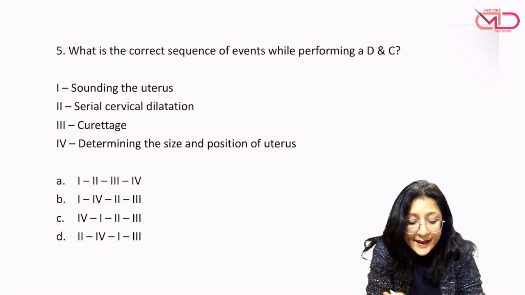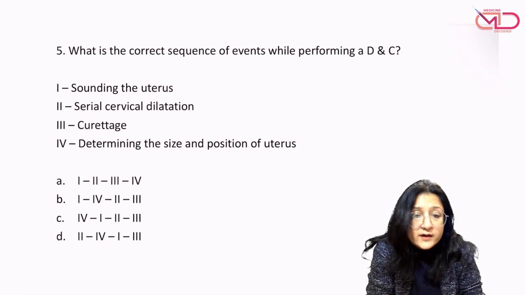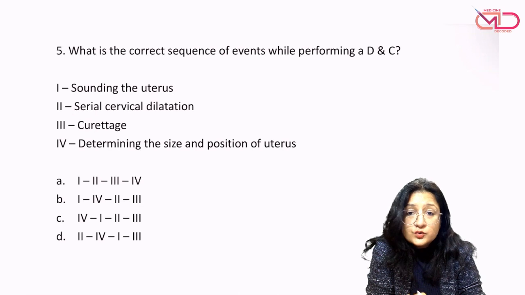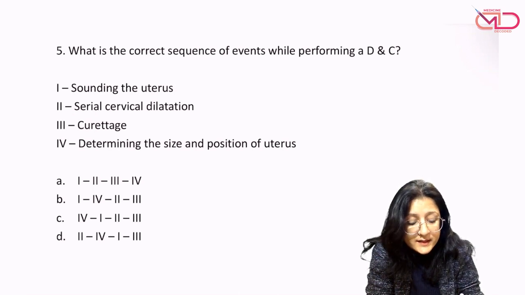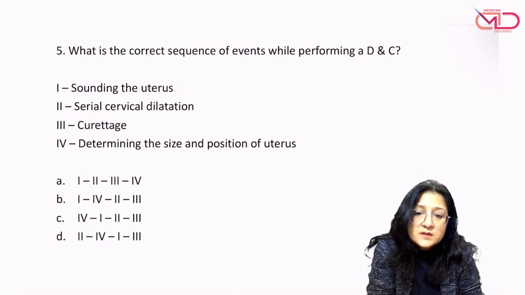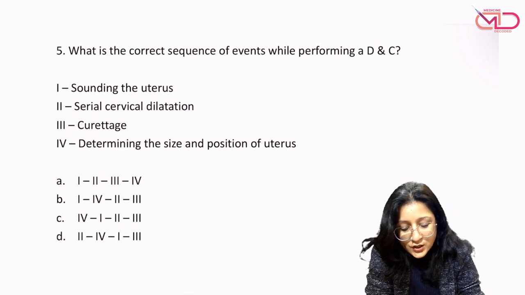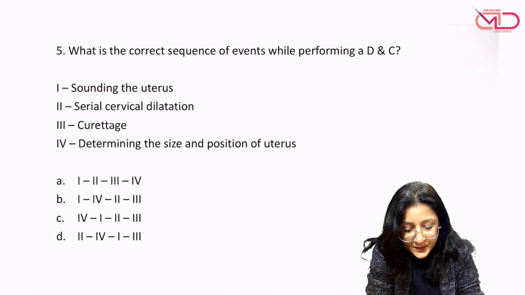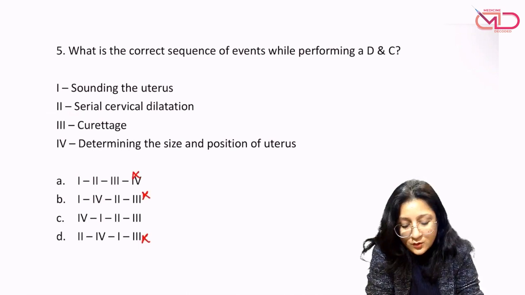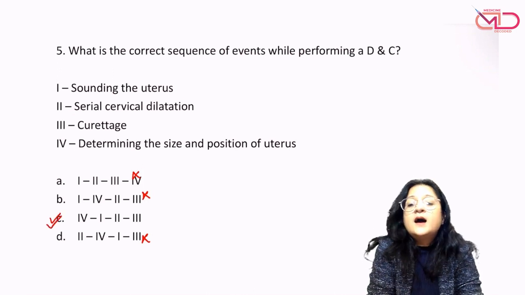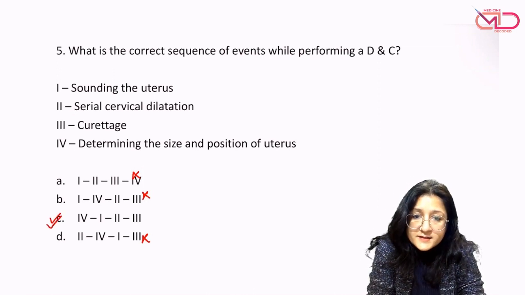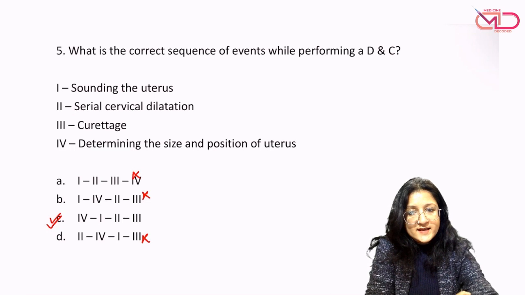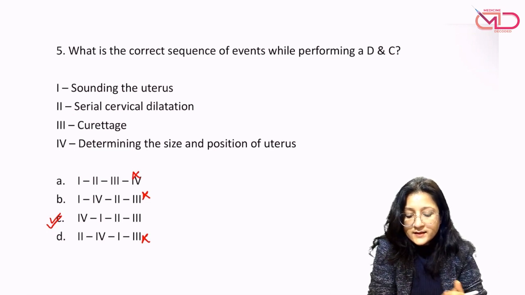So before we put anything inside the uterus, whether a curette, a cervical dilator, a uterine sound, whatever, determining the size and position of the uterus is the first step. So having known that, these options are completely ruled out, right? So option number C is the correct answer. So let's see here, determining the size and position of the uterus, yes, fourth step in the sequence, number four.